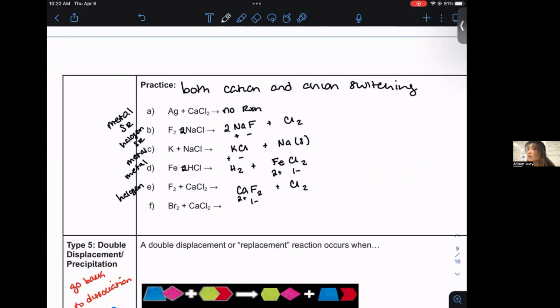Okay, what about bromine versus chlorine? Oh, that's a no reaction because bromine is less reactive than chlorine. So that bromine gas will just kind of float around that calcium chloride.